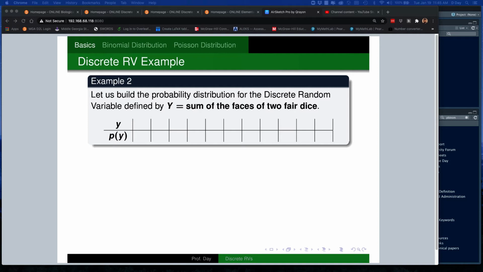So quite simply here, we need to know what the possible values of y are for the sum of the faces of 2 fair die. We also need to know how many outcomes we're going to have so we can figure out the probabilities that we have at our disposal. When you roll 2 fair die, they're 6-sided die. When they say fair die, most of the time if they don't mention it, we're talking about 6-sided die.